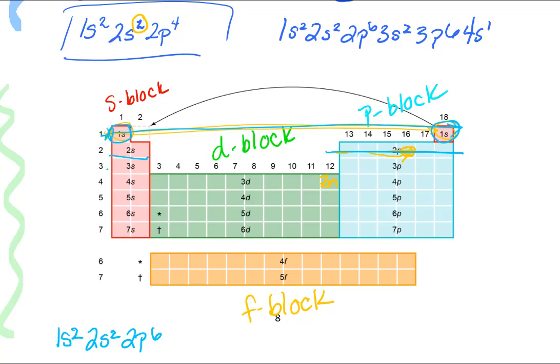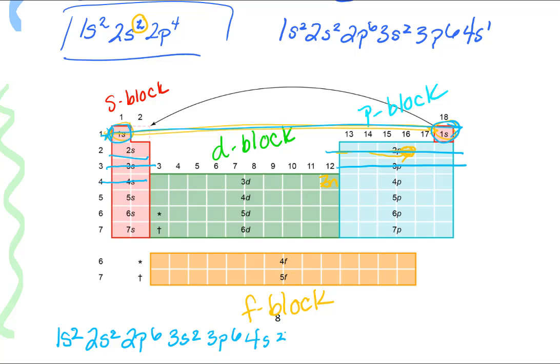Then we come down to our next sentence, to 3s2. We fill up 3p6. We finish that sentence. We come down to the next row. We go to 4s2. And now something unusual happens. It's not a 4d that comes next.